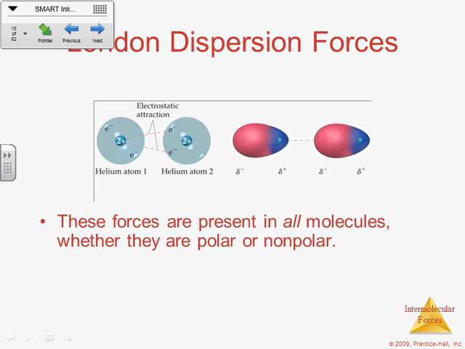Now, if you have polar molecules, they have what's called a permanent dipole. Okay? And that permanent dipole is caused because of the difference in electronegativity of the two elements that are in the compound or in the bond itself. Or it could be more than two elements. Okay? But an example of a permanently polar molecule is HF. Okay? That fluorine is always going to pull the electrons closer to itself. There's always going to be a negative and a positive end to that molecule.